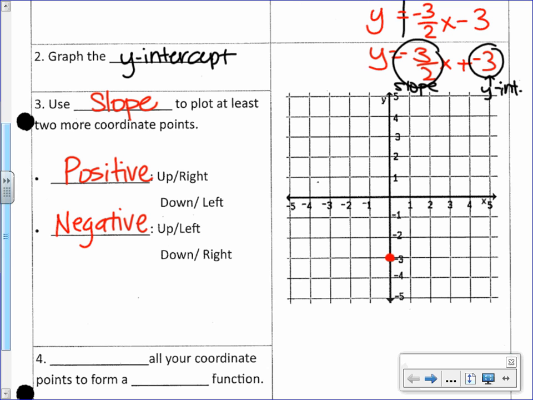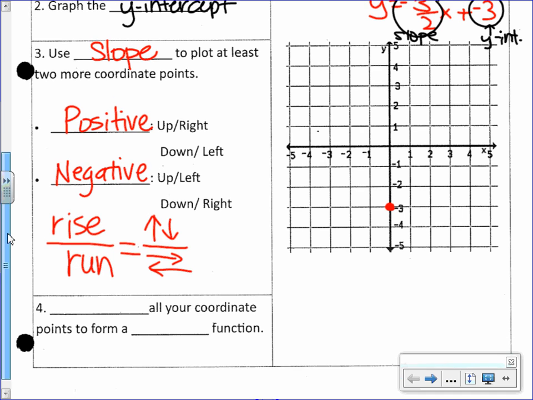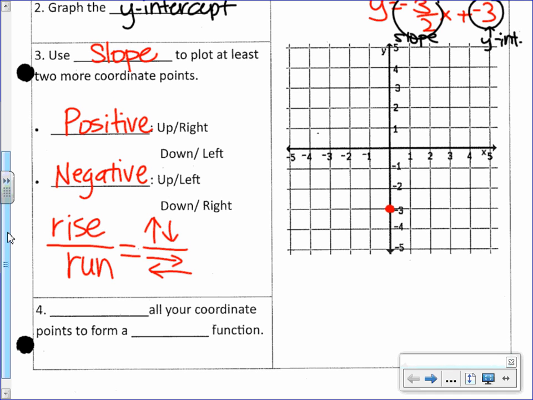So one thing you have to know about slope: slope is rise over run. And all that means is it tells you how much you go up or down and side to side. That's why we leave it as a fraction. We constantly keep leaving slope as a fraction so we can do the rise over run.